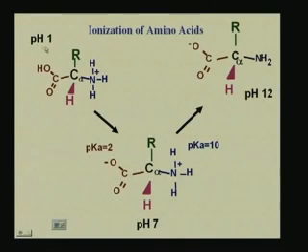Initially, if I am at a very low pH, what is going to happen to the carboxylic group? It is going to remain as COOH. What is going to happen to the amine group? It is going to remain as NH3 plus, because I have a large amount of protons in solution. That is exactly what we are going to see here. So, at a pH of 1, when the pH is very low, I have COOH. I also have NH3 plus. We all understand that.